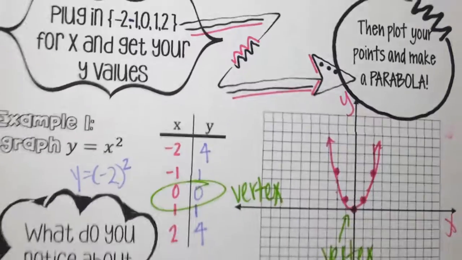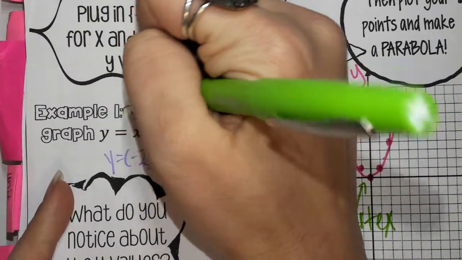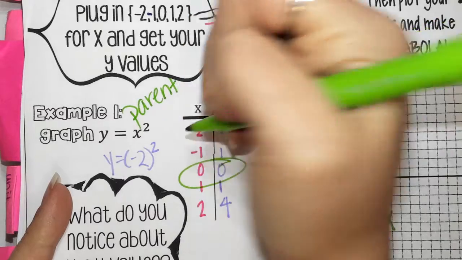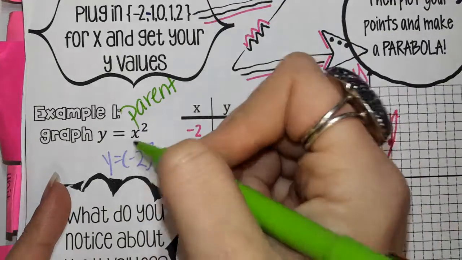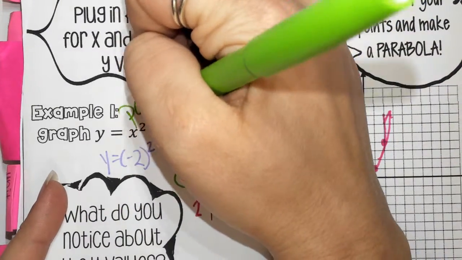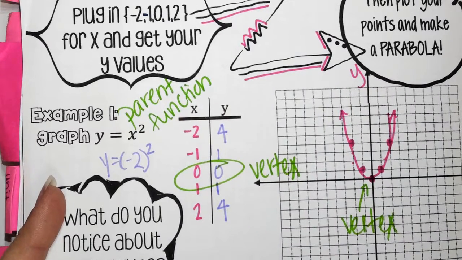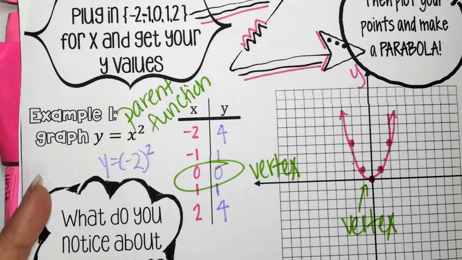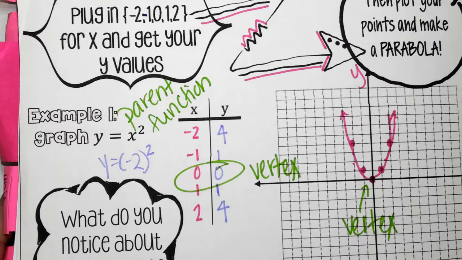Now this graph right here is called your parent function. Your parent is what creates you. So this function creates all the other functions that we're going to do with quadratics. So this is our parent function or our parent quadratic. It is very important that you know that.